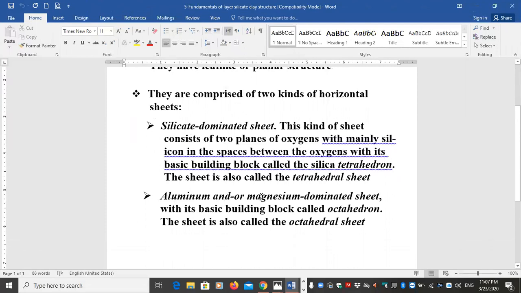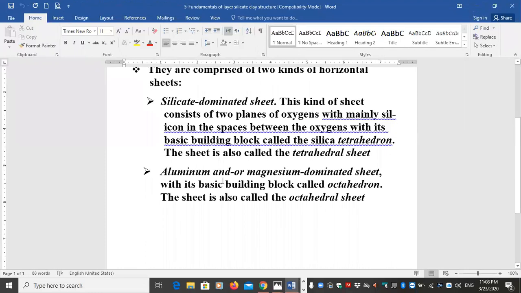Aluminum and or magnesium dominated sheet with its basic building block called octahedron. The sheet is also called the octahedral sheet. So octahedron, octahedral sheet. It's important to notice here we said aluminum and or. So that means it can be either aluminum alone, magnesium alone, or a mixture of the two.